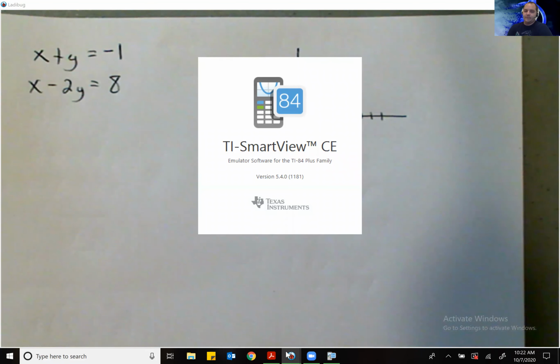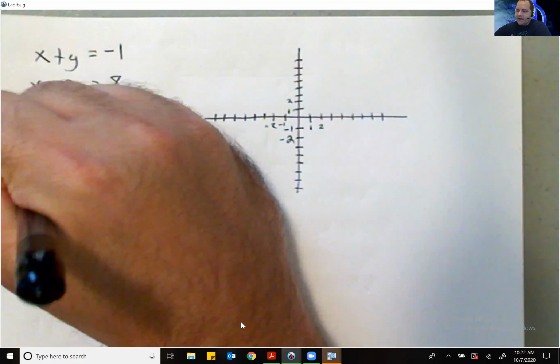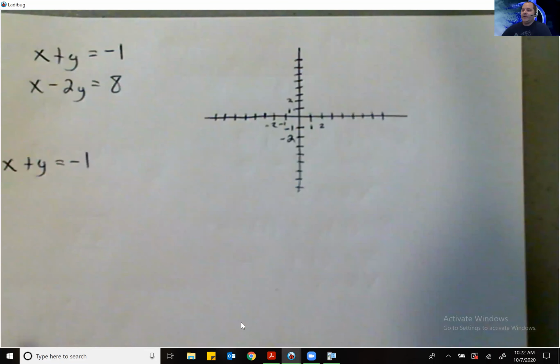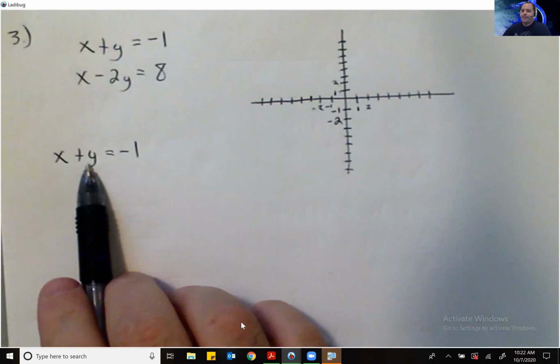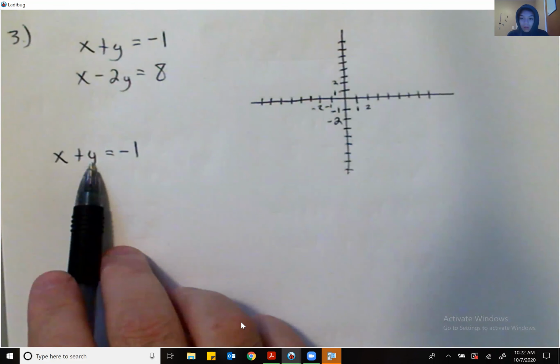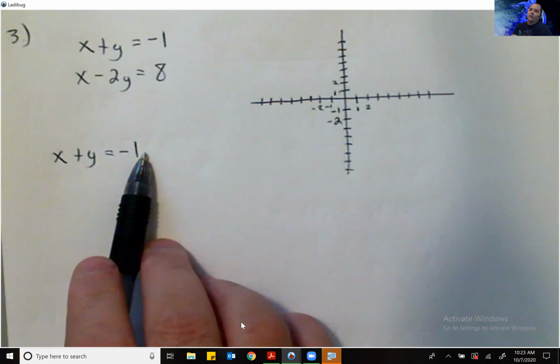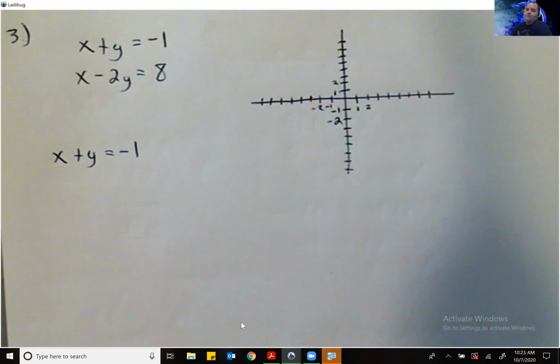Okay, my calculator's still coming up. So let's take the x plus y equal to -1. How do I get the y value by itself? What are we going to do? Use the cover-up method? Subtract the x over here. Yeah, Nicole, you are right. You can use the cover-up method, but since I want to go to my graphing calculator to do this, the cover-up method isn't going to do anything here.